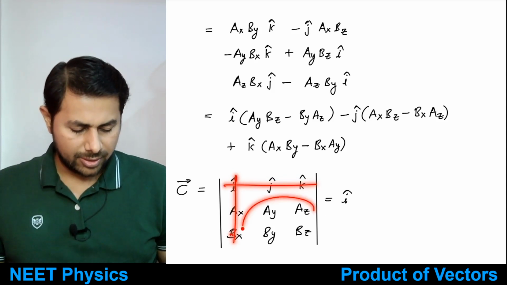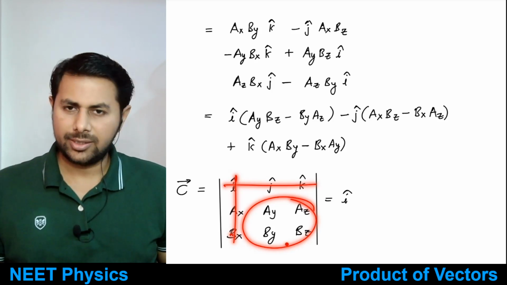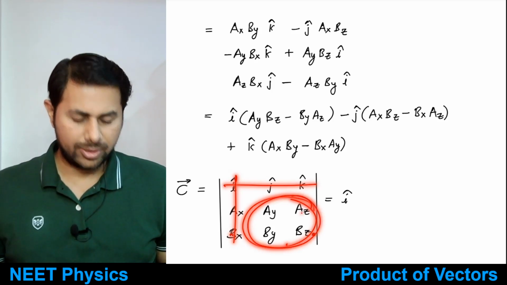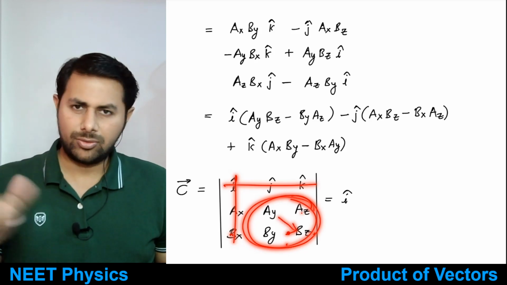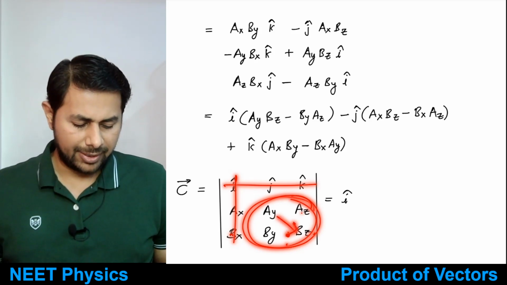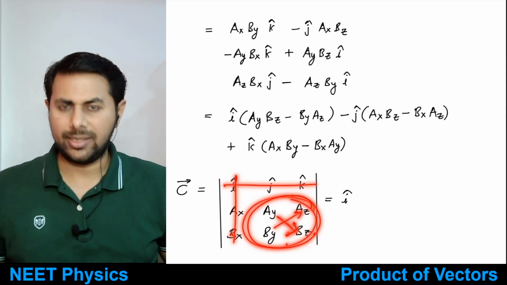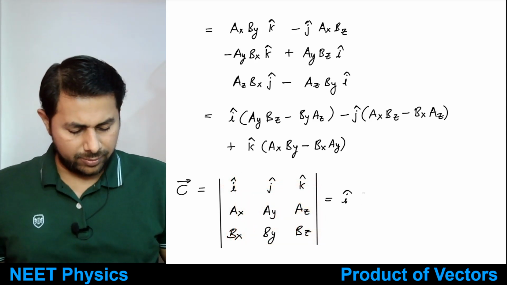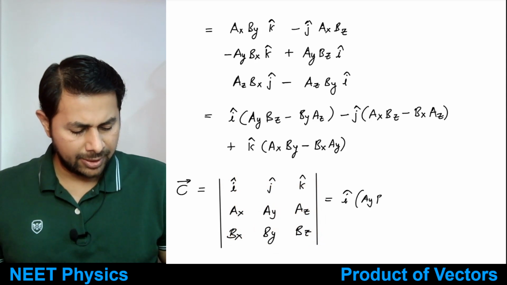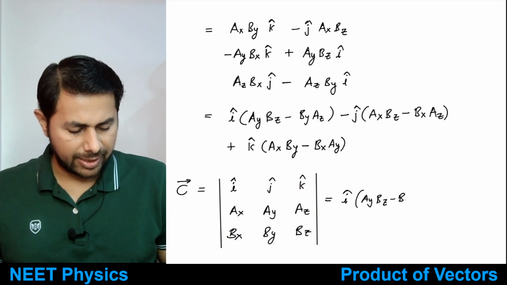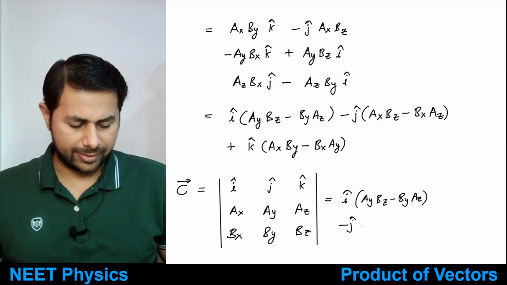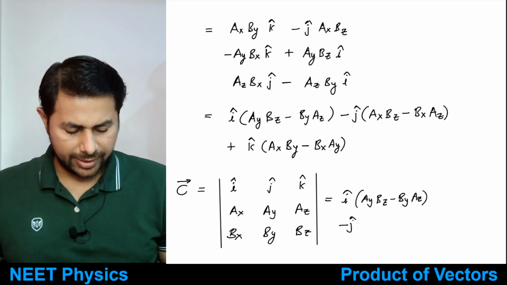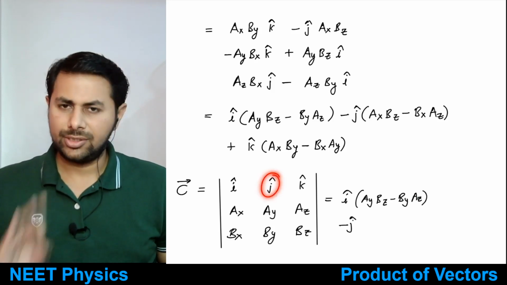Then what you are left with is these four components. So multiply this with this, do cross multiplication. So ay times bz minus by times az. Then put a negative sign, so remember that, put a negative sign and write j cap.